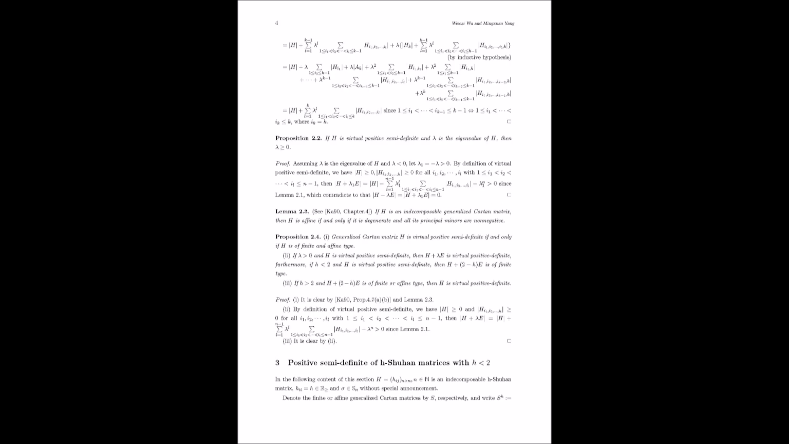But how do these h-Shuhan matrices actually connect to generalized Cartan matrices? Is there some kind of relationship? There is, and it's surprisingly straightforward. If you take an h-Shuhan matrix, you add 2 minus h times the identity matrix, and boom, you get a generalized Cartan matrix. So it's a pretty simple transformation. It is, and this paper really dives deep into the properties of these h-Shuhan matrices, especially their positive definiteness.